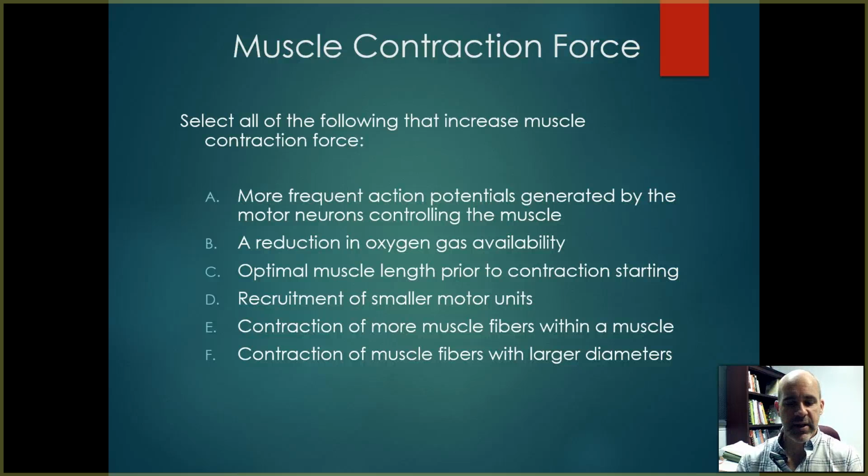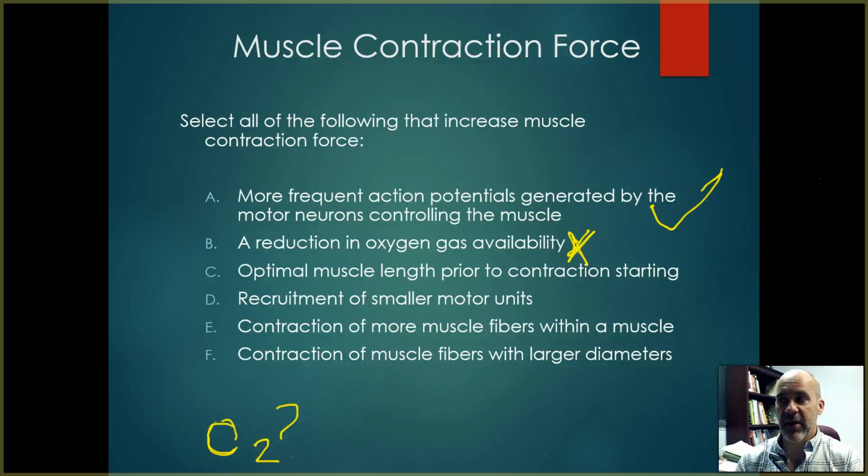How about a reduction in oxygen gas availability? Hopefully you're thinking no on that. Why do we need oxygen gas? We need it for cellular respiration. Cellular respiration is critical for making ATP. You've got to have ATP to do muscle fiber contraction. So that's going to be a no. Less oxygen gas, that's just kind of common sense in a way. You're not going to be able to contract your muscles as forcefully.